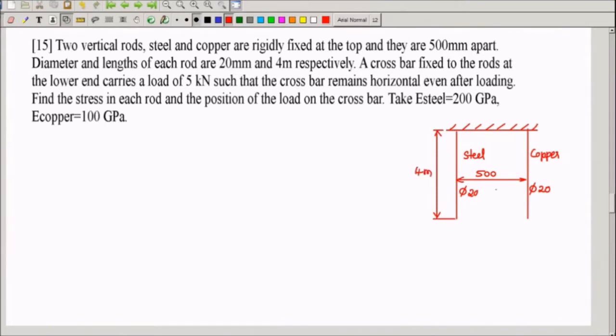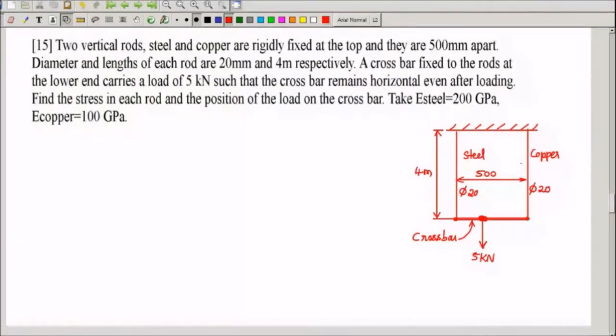A crossbar fixed to the rods at the lower end. Crossbar means it is horizontal now. I just have to connect two vertical bars like this. This is called crossbar. Crossbar fixed to the rods at the lower end carries a load of 5 kilonewton such that the crossbar remains horizontal even after loading. Means there is a load like this now. Crossbar has a load like this, 5 kilonewton. But that load is not at the center of the crossbar.